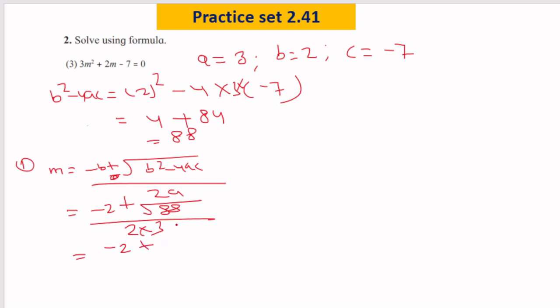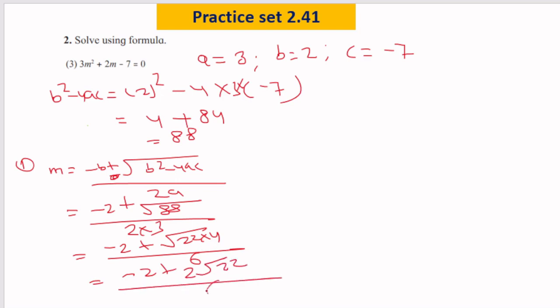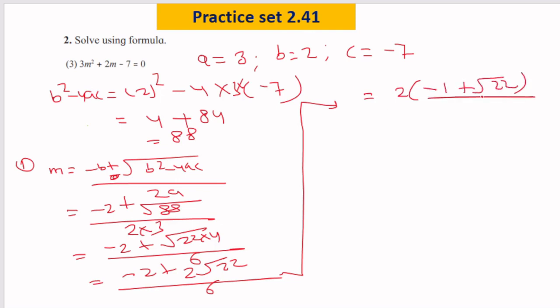88 we can reduce further, right? So we can write 22 into 4 divided by 6. After solving, minus 2, the 4 can come out, square root of 4 is 2. So 2 root 22 divided by 6. We can take 2 common out of it. So equal to 2 in brackets, minus 1 plus root 22, divided by 6. Okay, this will get cancelled, remaining will be 3. So your answer will be minus 1 plus square root 22 divided by 3. This is your first root.